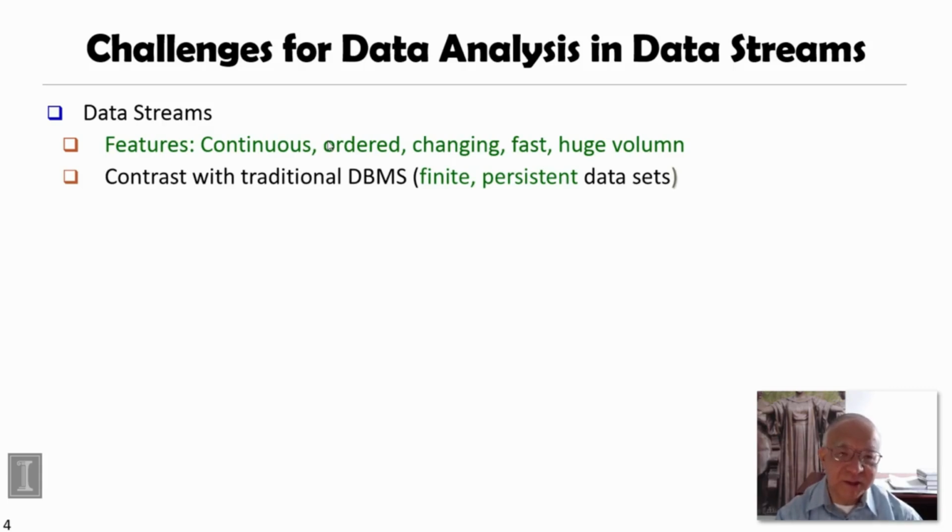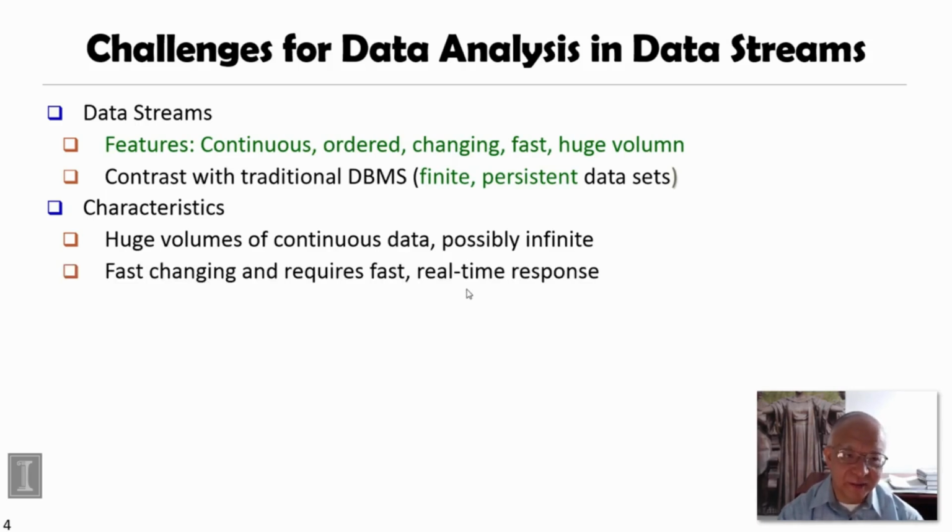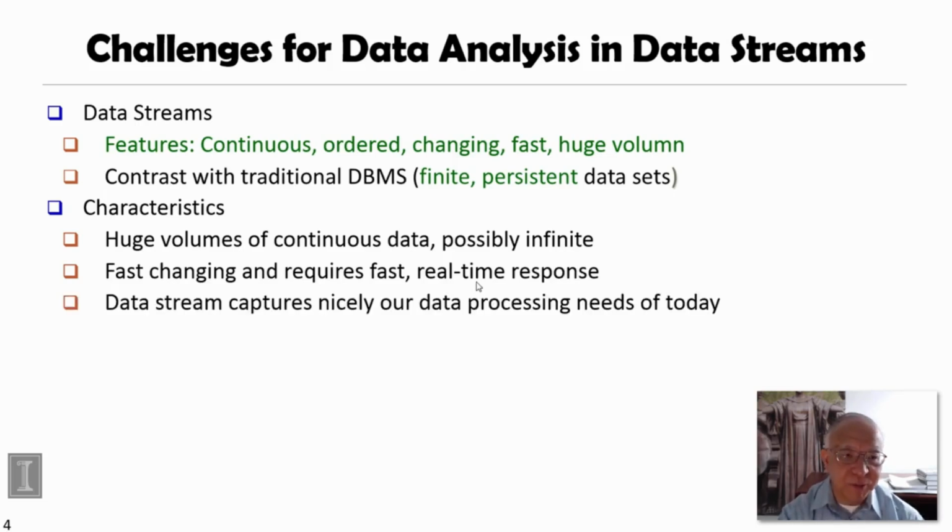This is very different from traditional finite persistent data sets stored in file systems, in database management systems, or on the web. Now let's look at the major characteristics of data streams. First, data streams usually represent huge volumes of continuous data. They could be potentially infinite, like online sensors. They have no ending at this point. They are fast changing. They may also require fast real-time response, like anomalies or emergency handling.